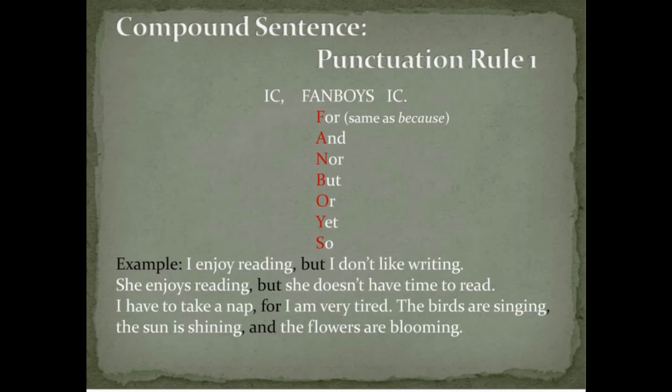The birds are singing, the sun is shining, and the flowers are blooming. Now we have three independent clauses, and we connect three independent clauses as follows: I see, comma, I see, comma, and then one of the Fanboys, in this case, and, I see, period.